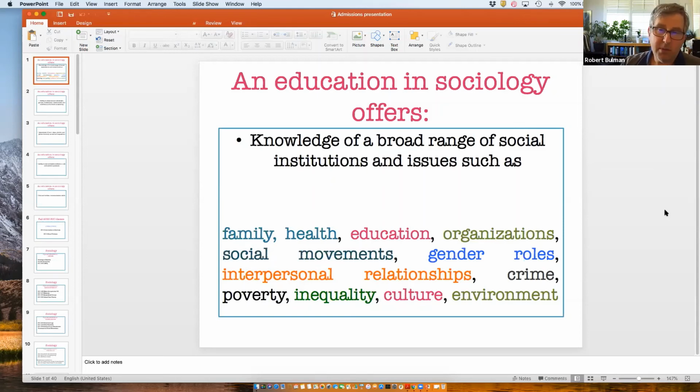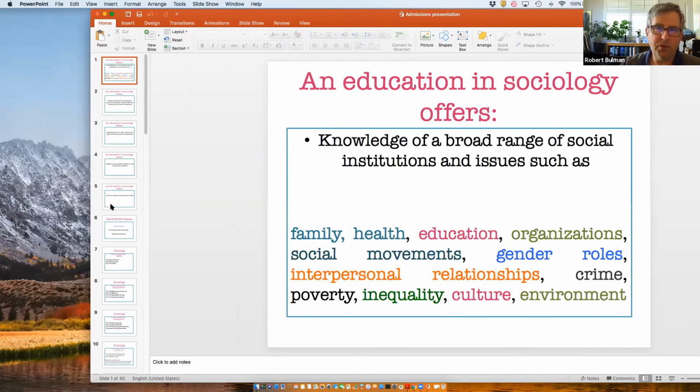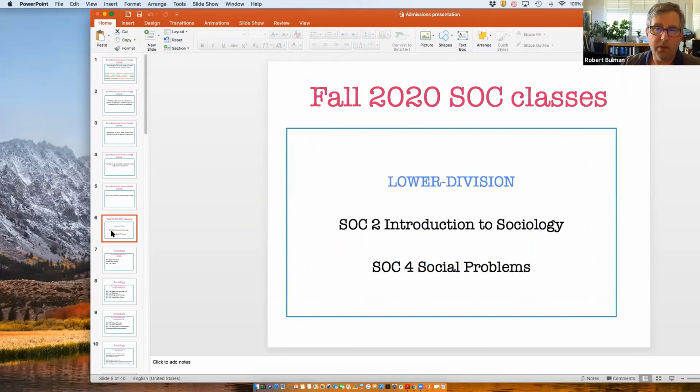If you're interested in exploring sociology, we always offer our 2 required lower division courses each semester, and that would be Introduction to Sociology, which is Soc 2, and Social Problems, which is Soc 4. You don't have to take 2 before 4. You can take them in any order, depending upon your schedule. Both are required for both the major and the minor. And even if you take those classes and then decide not to major or minor in sociology, both of those classes satisfy core curriculum requirements that you'll need in general to graduate from St. Mary's.